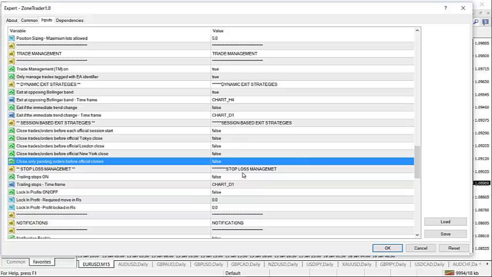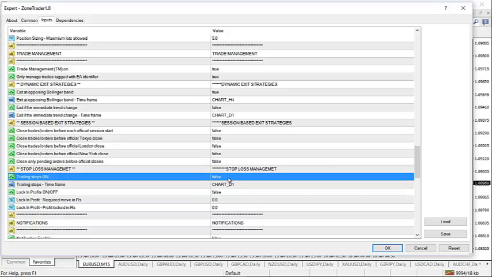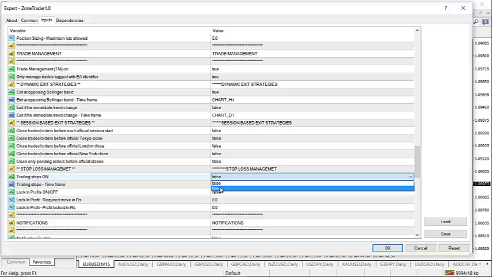The last section here is stop loss management. So you can have trading stops. You can choose to lock in profit by moving stops up by a specific amount of R's here. So trading stops is fairly self-explanatory. You can turn it on true, and the time frame here, what actually happens is that the EA will move stops to behind, let's say you're in a long trade, behind any new support zone that forms underneath price. So in this case it only looks at daily zones or daily demand.